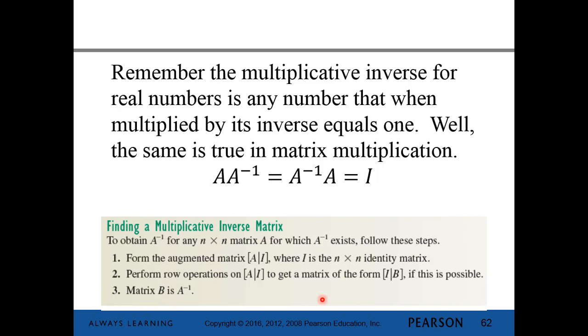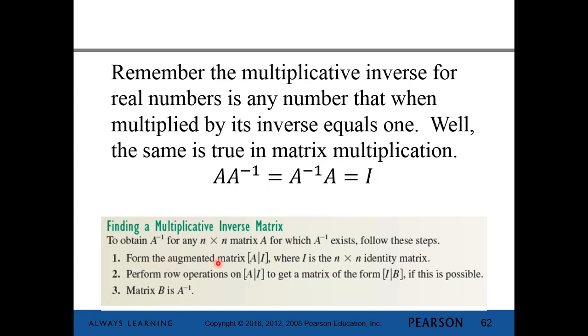So again, with matrix multiplication, if we take any matrix and if it has an inverse and we multiply these two together, it doesn't matter whether we multiply it this way or this way, we will get the identity matrix out. And so finding the multiplicative inverse is a very straightforward process, and it uses the techniques that we've already learned. And so to obtain the value of A inverse for any square n by n matrix for which there exists an inverse, we use the following steps.